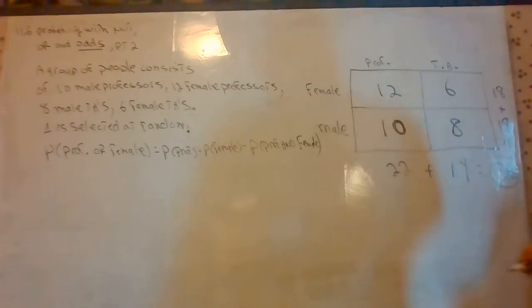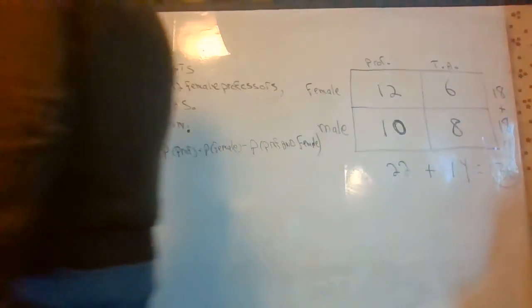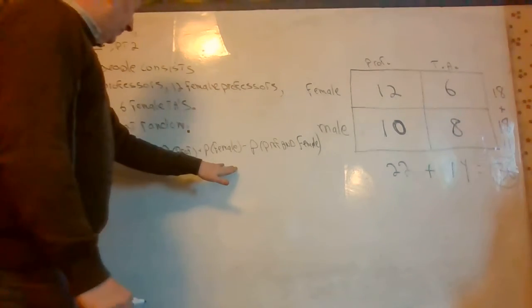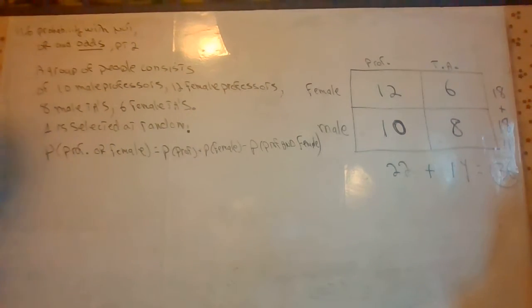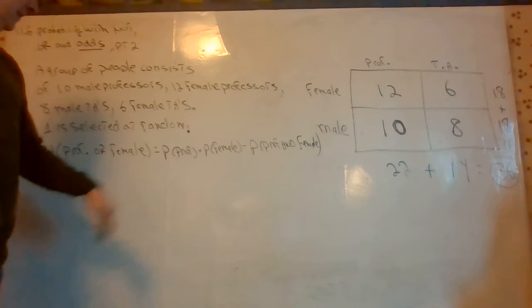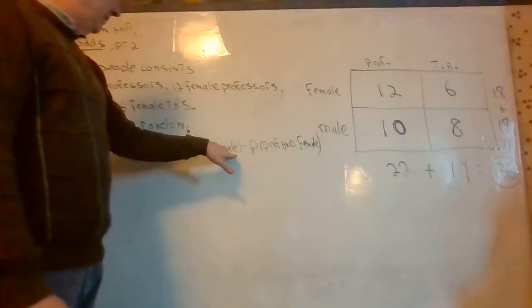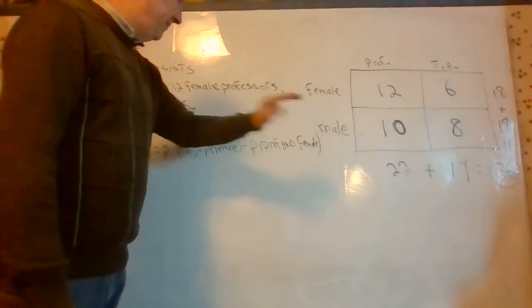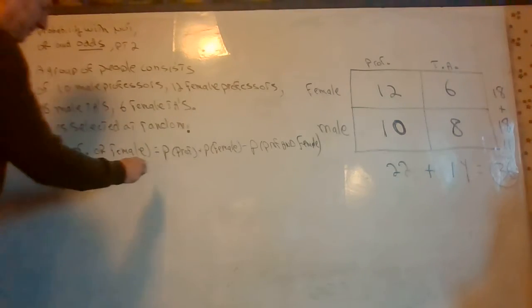That'll be useful. We select one person and want to find the probability of selecting a prof or a female. There's an interesting formula we can illustrate here. You'll probably make more use of this if you take college statistics. For or, it's probability of professor plus probability of female, minus probability of professor and female. Let's see how this works.